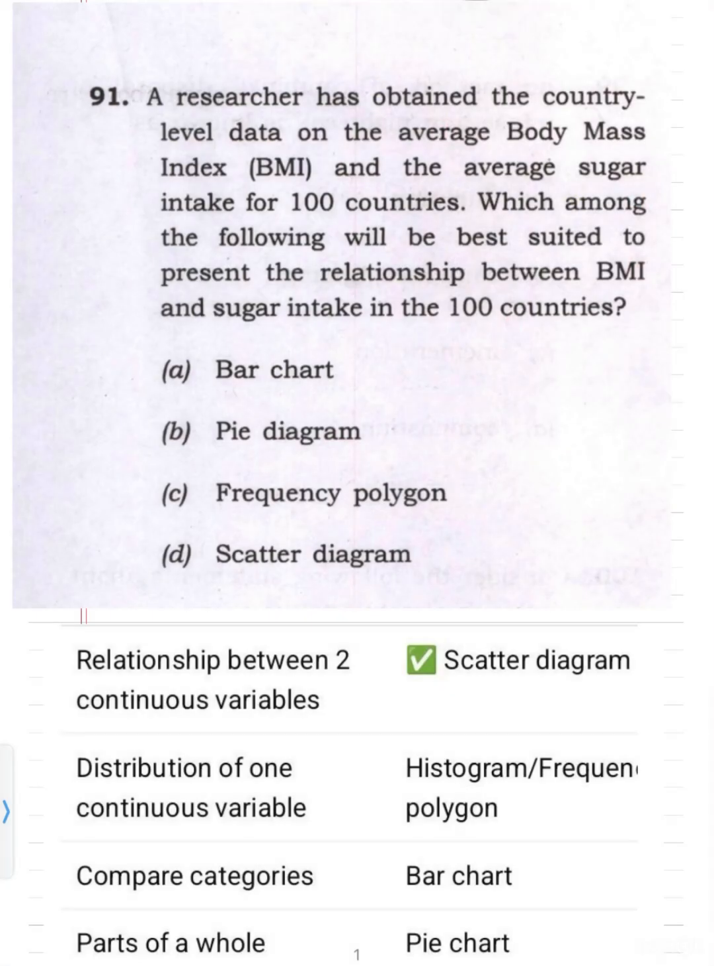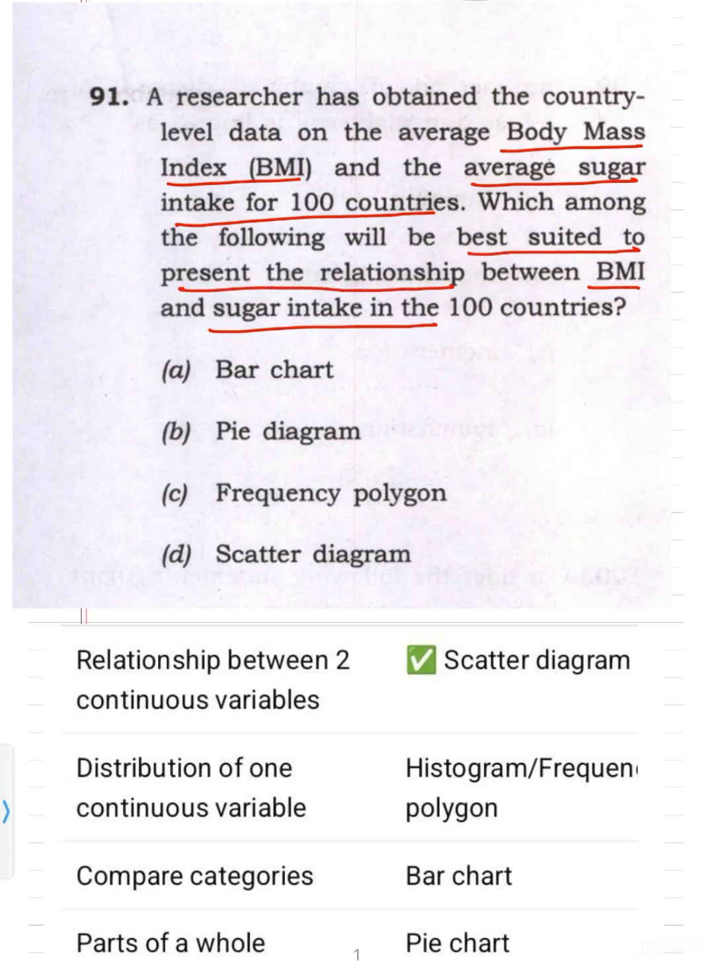So the question is, a researcher has obtained the country level data on the average BMI, body mass index, and the average sugar intake for 100 countries. Which among the following will be the best suited to present the relationship between BMI and the sugar intake in the 100 countries? So what do they want?